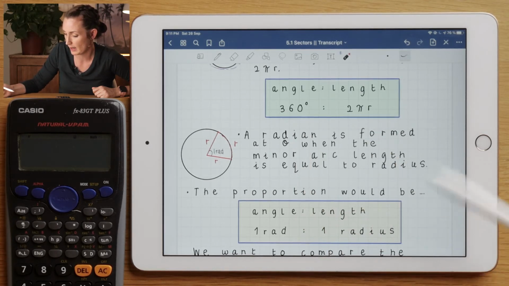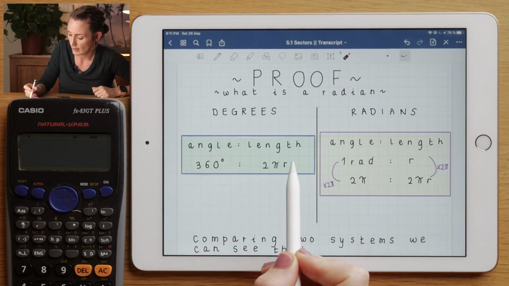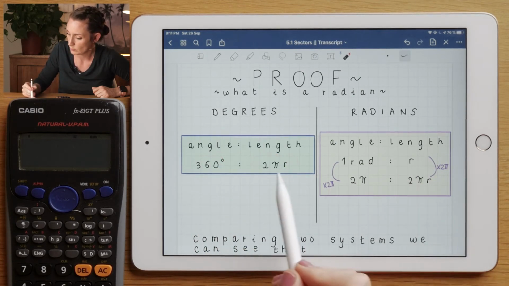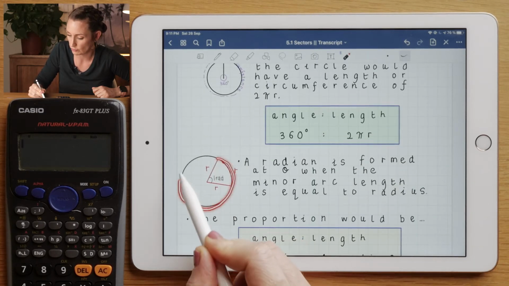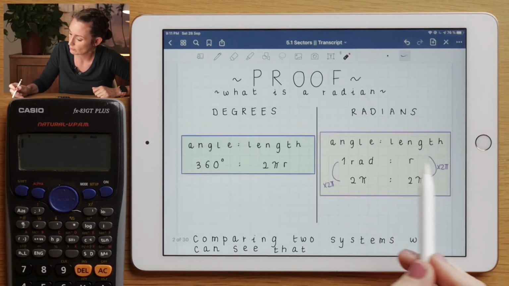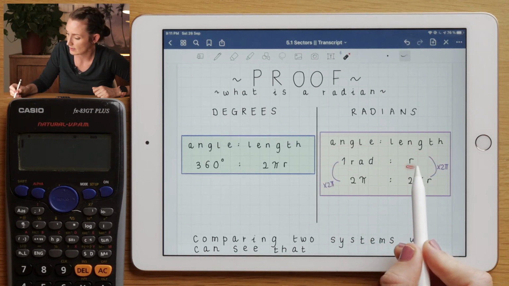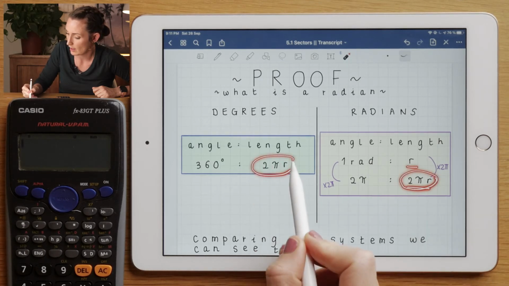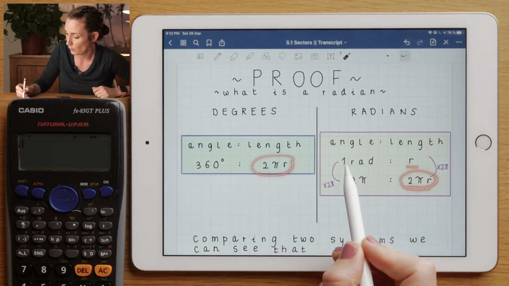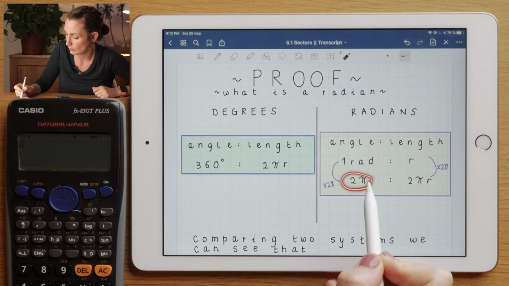Now, if we want to compare the two systems, we need to compare like for like. So what we're comparing here is 360 degrees is a length of 2 pi r. So in order to be comparing the same length, which is 1 full revolution, we would need to multiply this ratio on both sides by 2 pi, because then r times 2 pi would be 2 pi r, and we're comparing like for like. Now, when we multiply 1 by 2 pi, we're going to get 2 pi.